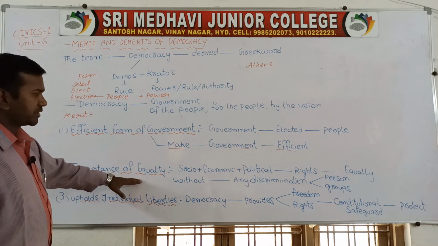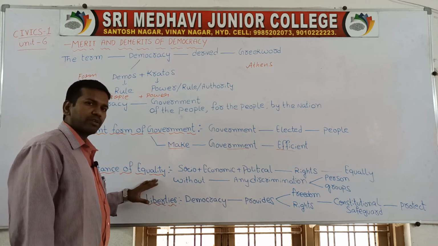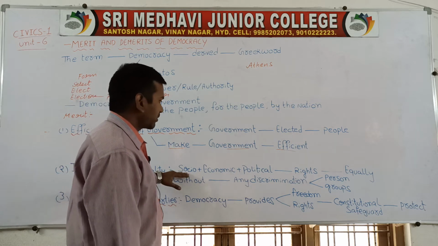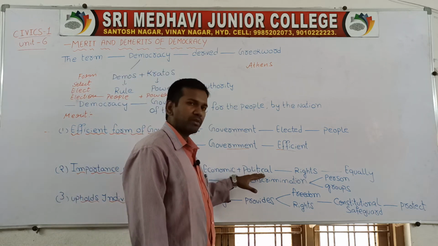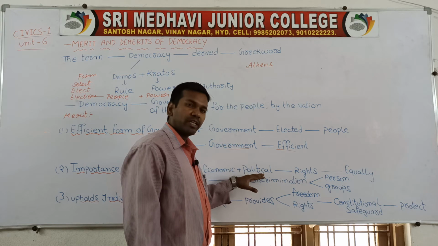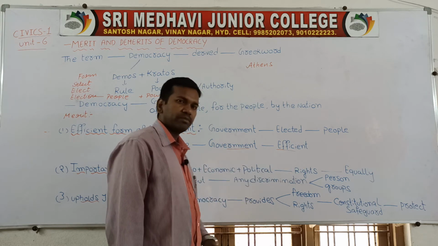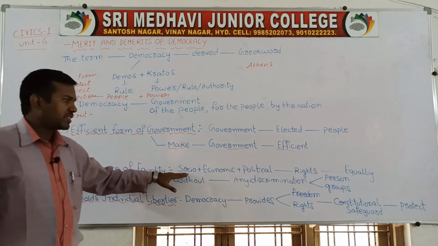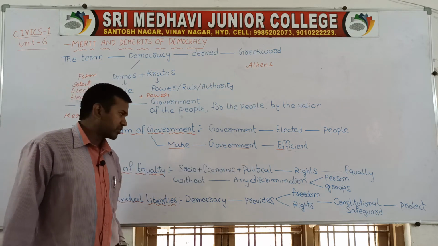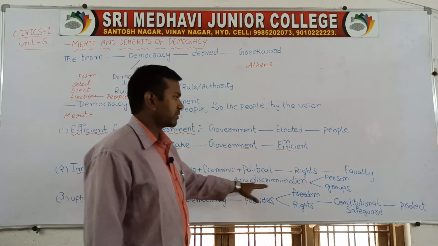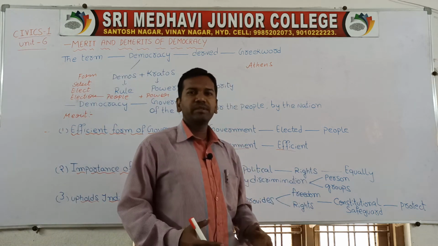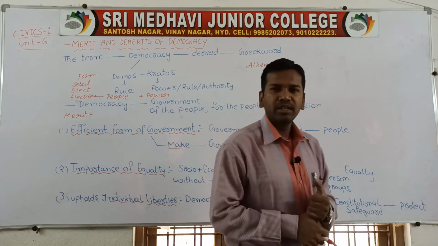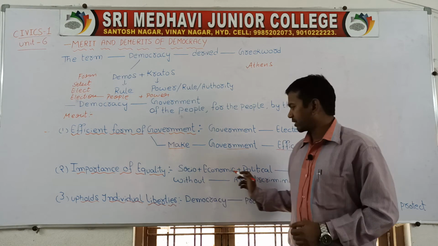Importance of equality, if you see, in every democratic form of government, they give importance to equality. Equality in the form of 3 things: social equality, economic equality, as well as political equality. Social, economic and political rights are equally distributed. So in every democratic form of government, rights like social, economic and political rights are equally distributed without any discrimination between persons or groups.